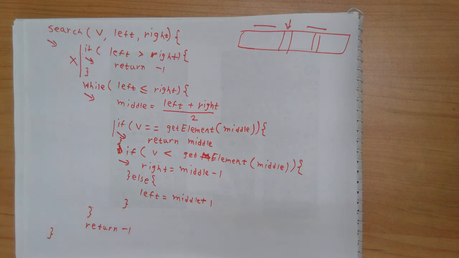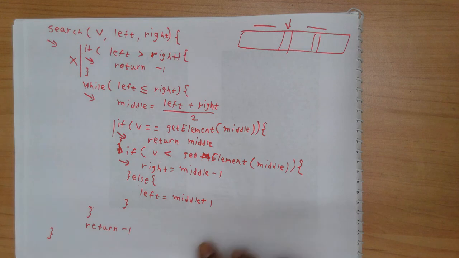With this we won't have many recursive calls, so we will stay within one function call and we'll get the required output. That's our iterative binary search. It has the same time complexity as our recursive implementation.